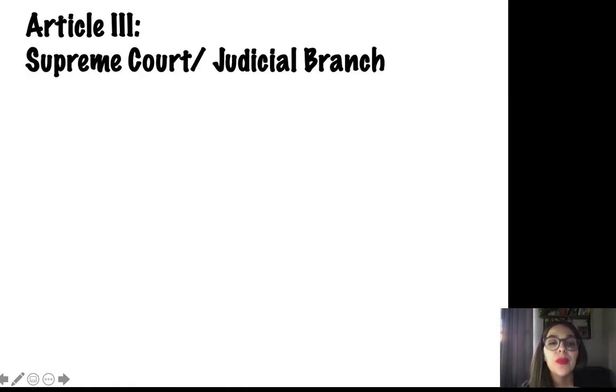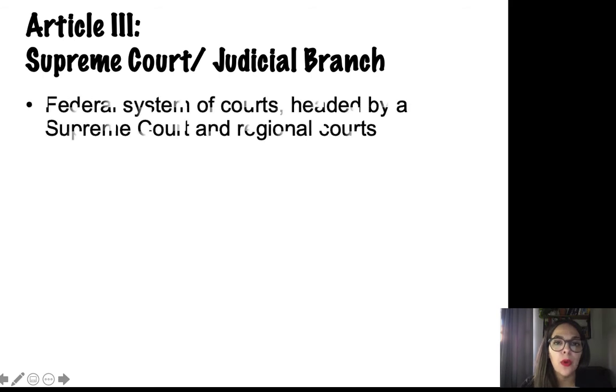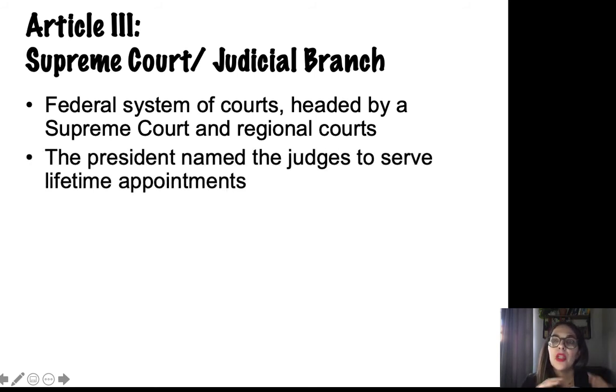Article 3. Okay, this one deals with the Supreme Court, or the judicial branch. One of the things that they figured out at the Constitutional Convention is that there should be a federal system of courts, right? So at the top, you would have the Supreme Court, and then you would have regional courts, like 13 state courts and municipal and all the way down, okay? Now, the president, right, when it comes to the Supreme Court, this is something that we're seeing right now.